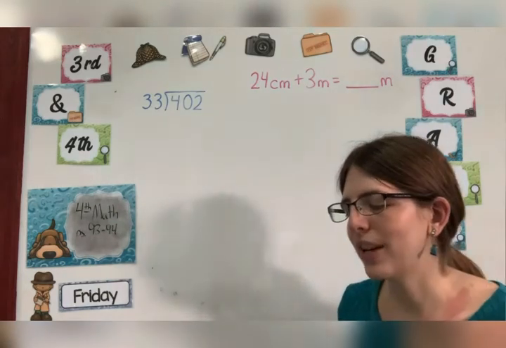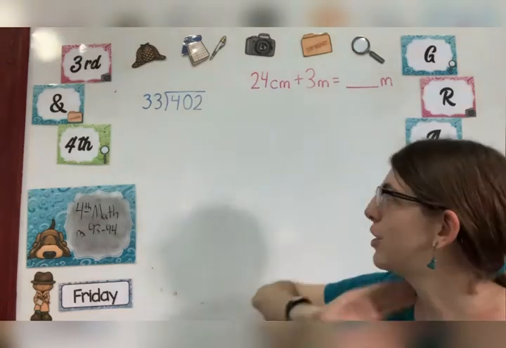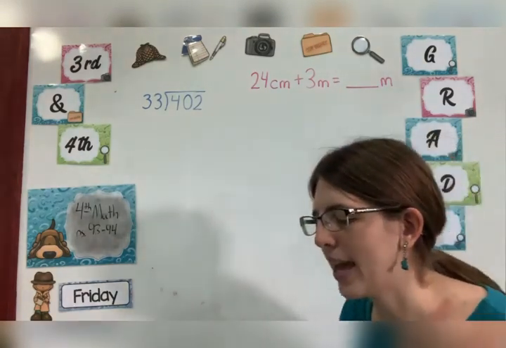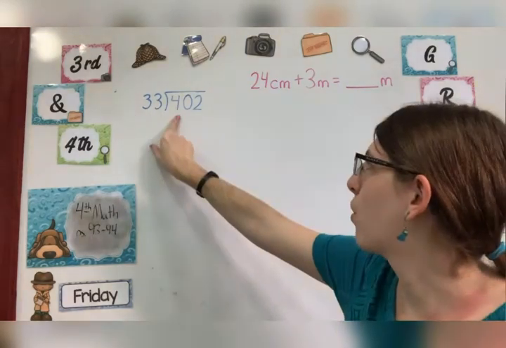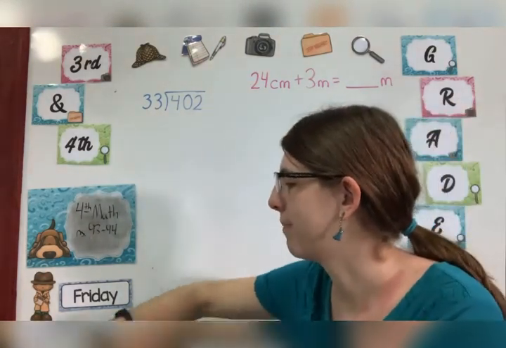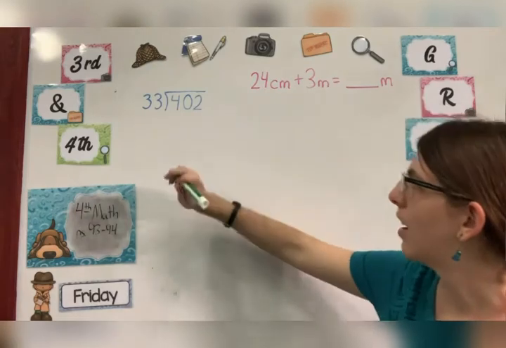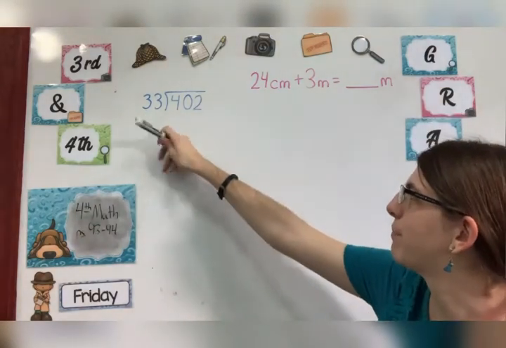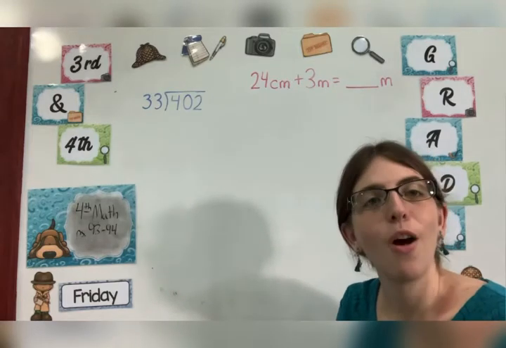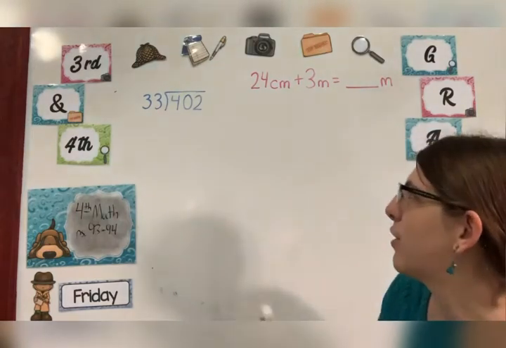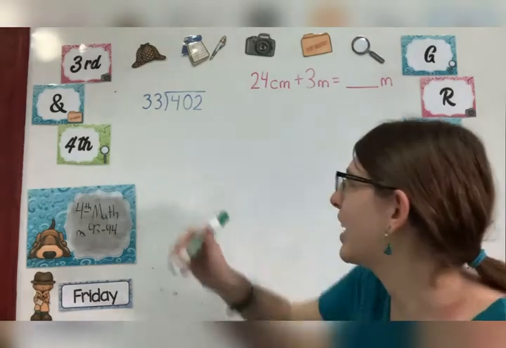All right, number 3 is divide and check. We're going to do letter C together, but you'll do A and B on your own. So C, I have 402 divided by 33. I'm going to start by looking at the 3. How many times can 3 go into 4? Once. So that means that 33 can probably go into 40 just once.